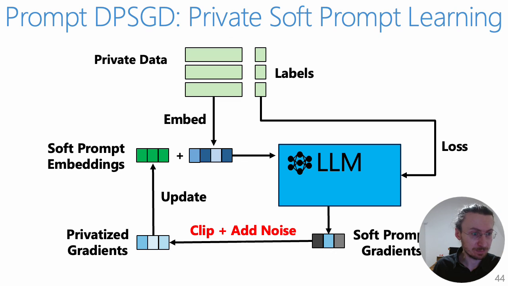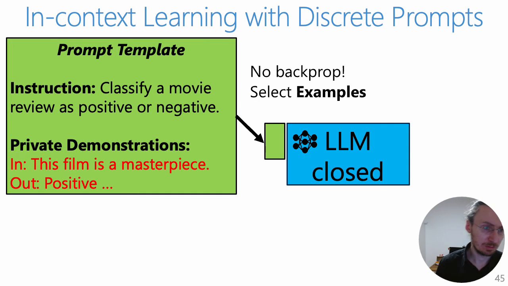Now, how about PATE? To discuss PATE, we have to first explain what is the other way to adapt LLMs to specific tasks, and it is called in-context learning with discrete prompts. So here we have a so-called prompt template or meta prompt. In this case, we give an instruction. For example, here we want to classify a given movie review as being positive or negative. And then we give some private demonstrations, also called shots. So we show, for example, that if the movie review was "this film is a masterpiece", then the model should return the answer positive. Here we have no backpropagation, no training of this meta prompt.